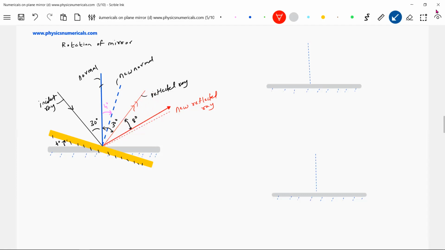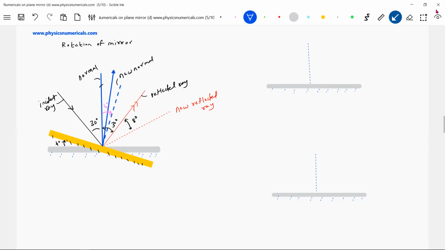Getting the idea? So now what is the normal? I'll show the normal. So when the mirror rotates by 4 degrees, the normal should also rotate by 4 degrees. Getting the idea? So now what is the angle of incidence? This 30 plus 4, total will be how much? 34. So angle of incidence should equal angle of reflection. So the new angle of reflection should be 34 degrees.